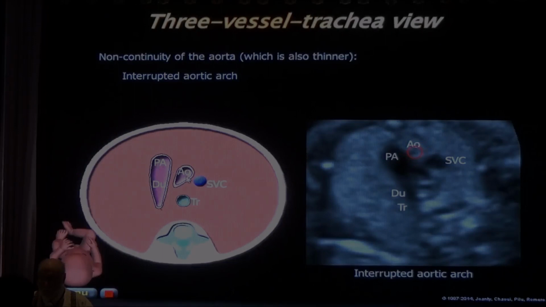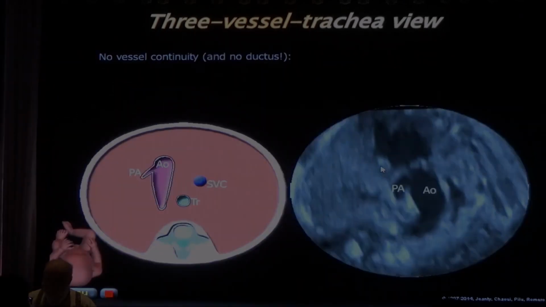Here we have an aorta that is not connecting with the ductus, and it's very small on the three-vessel view. This is an interrupted aortic arch of the DiGeorge syndrome. Look for the ABC classification.